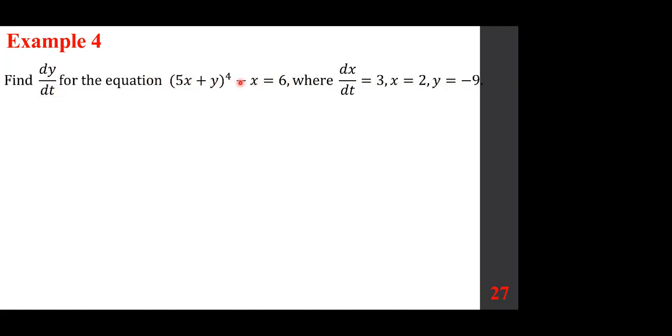Differentiate the left side accordingly. So if you are differentiating the parentheses to the power of 4, 4 sits in front and becomes a coefficient. You write the same parentheses to the power of 3. By the chain rule, the derivative of the inside, which is 5 dx/dt plus dy/dt, minus x gives us minus dx/dt, and the right side is a number, gives us 0. Done with calculus.